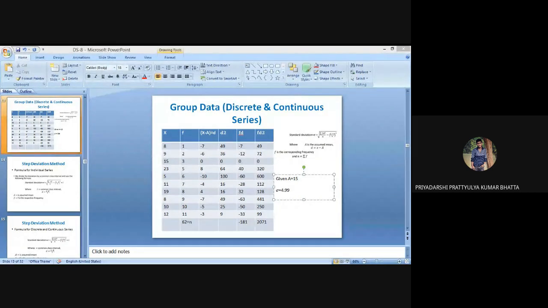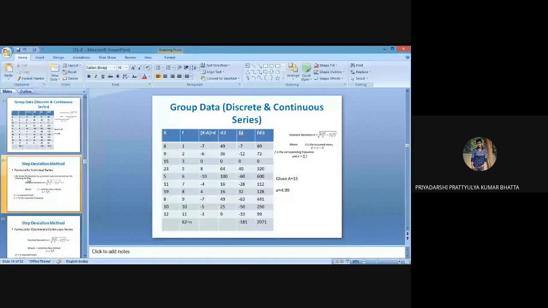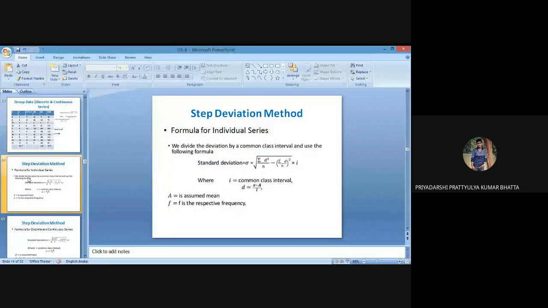Move to the next type of problem. The next method is known as the step deviation method. Before starting some numerical belonging to individual series, first note down the formula. We divide the deviation by a common class interval. Use the following formula. In case of standard deviation, sigma equals the square root of sum of d square divided by n minus sum of d divided by n, whole square, into I. Here I stands for your common class interval and d stands for deviation, that equals x minus a, where a stands for assumed mean, divided by the common factor. So just note down the formula.